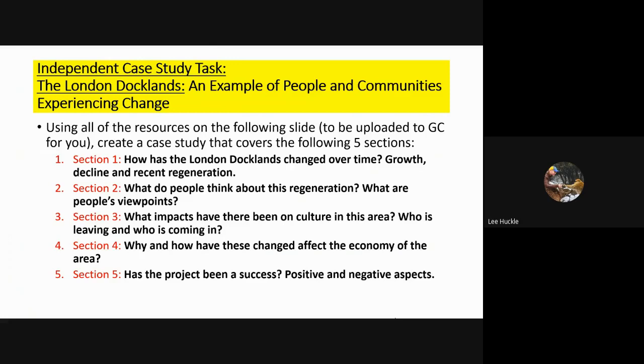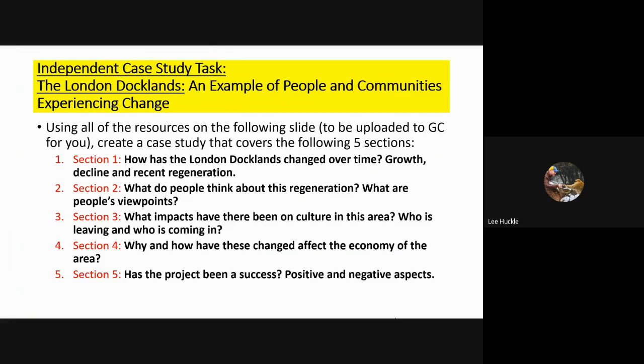So you can see section 1 asks you to look at how the London Docklands has changed over time. What was its growth? When did it grow? When and why and how did it decline? And then looking at the recent regeneration. Section 2: what do people think about its regeneration? So this is people's perceptions. Who perceived the regeneration as positive and why? Who perceived it as negative and why?